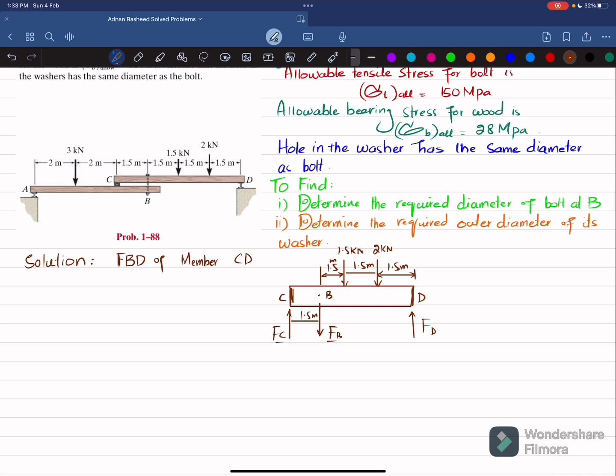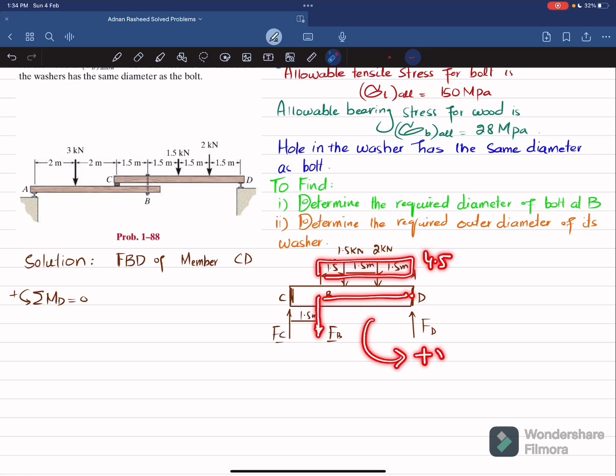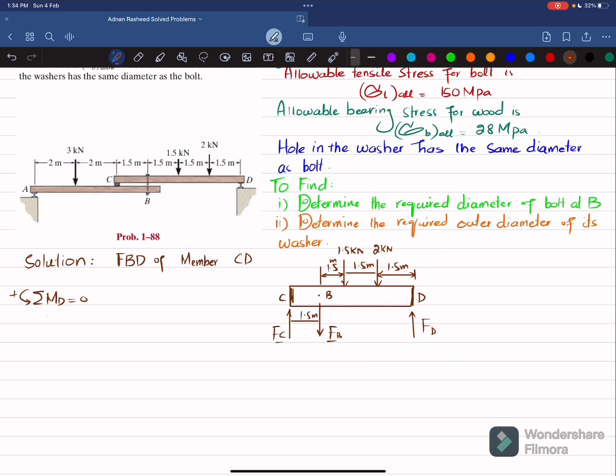What we are actually interested in finding is this load FB. So we will apply the equation of equilibrium that the sum of all moments about point D is equal to 0, taking the counterclockwise moment as positive. First, the moment about point D from the force FB, with a perpendicular distance of 4.5 meter, is counterclockwise, so it will be positive. So I will write FB into 4.5.